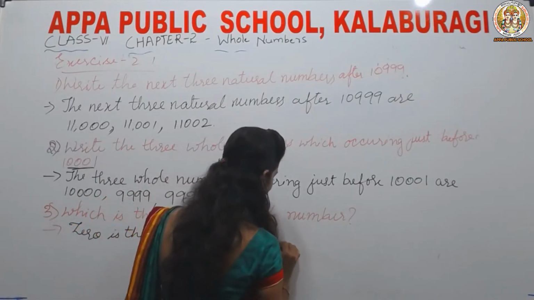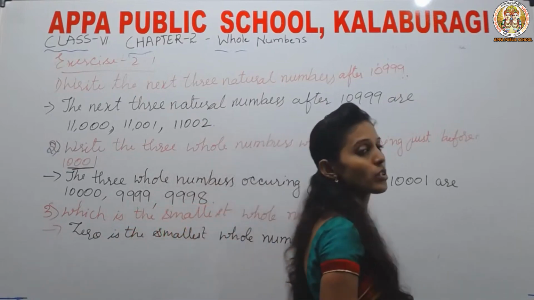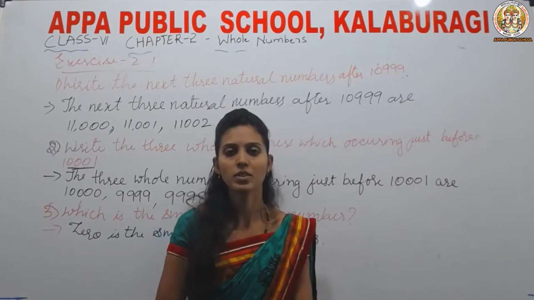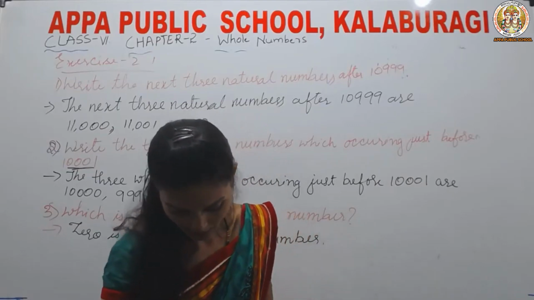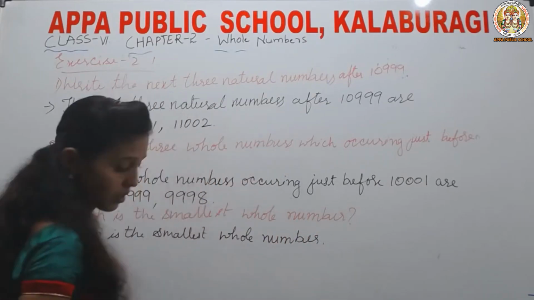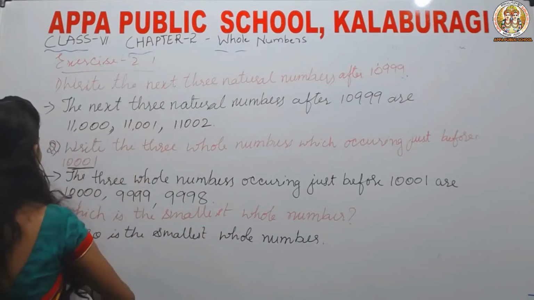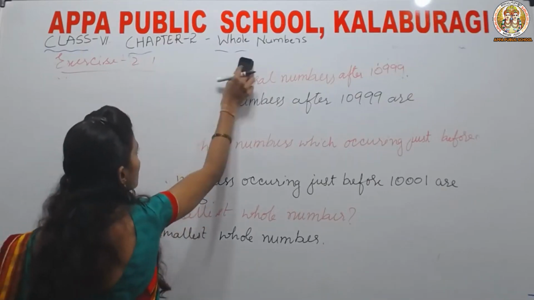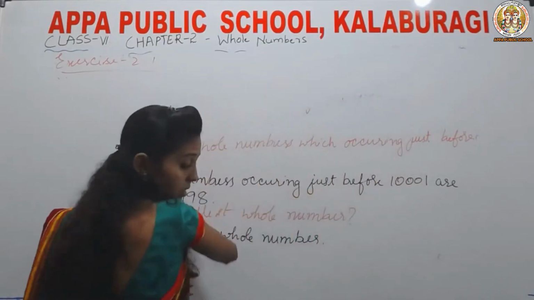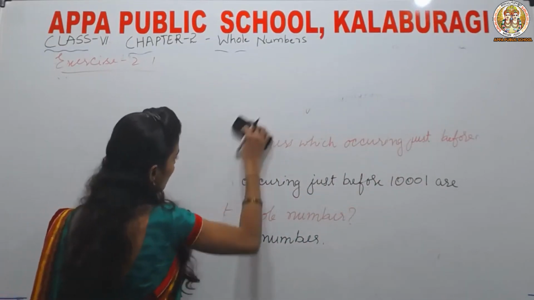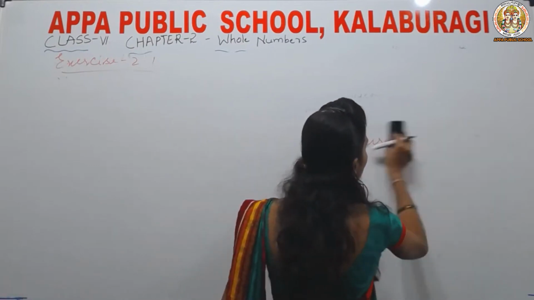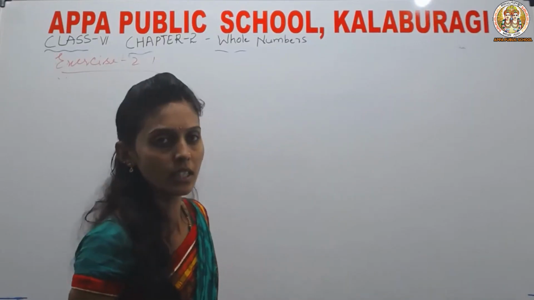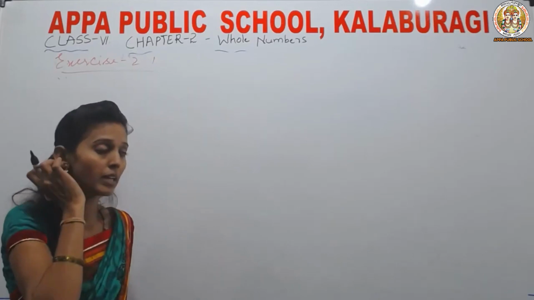And which is the smallest natural number? The smallest natural number is nothing but 1, right? Yes. Smallest natural number is 1. Smallest whole number is 0. Next, fourth question. How many whole numbers are there between 32 and 53? If we subtract also, we will get it. If we subtract, how many will we get?